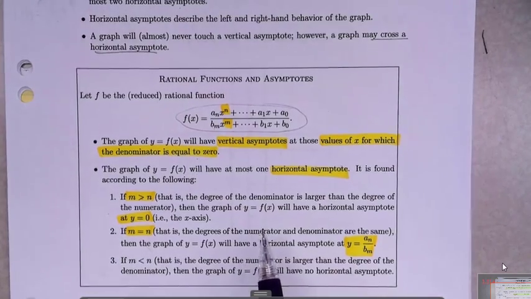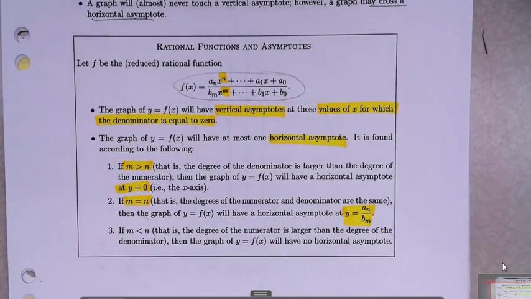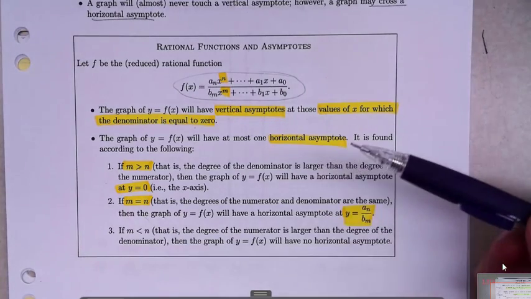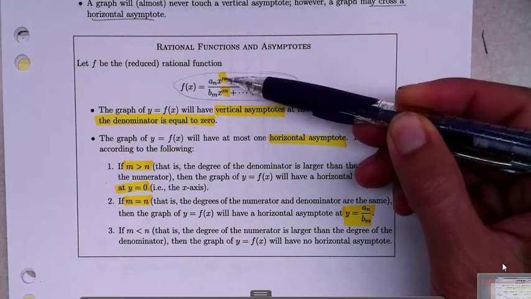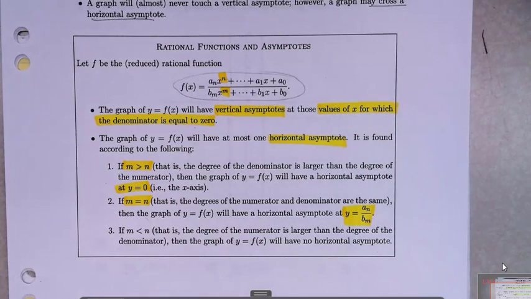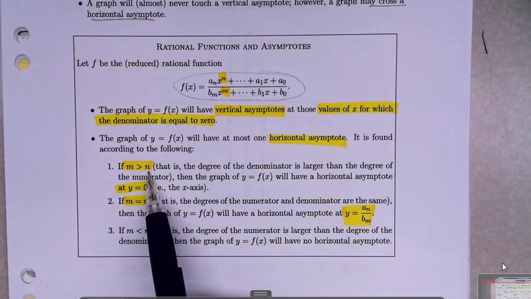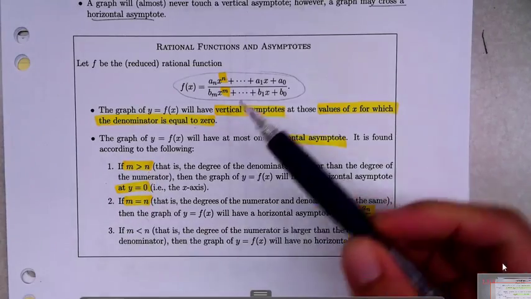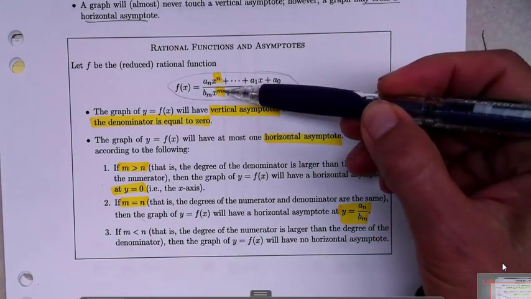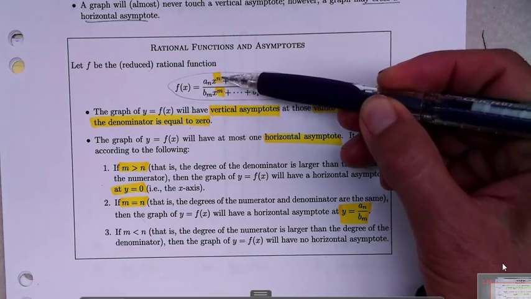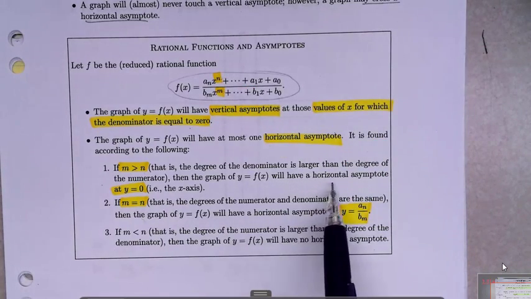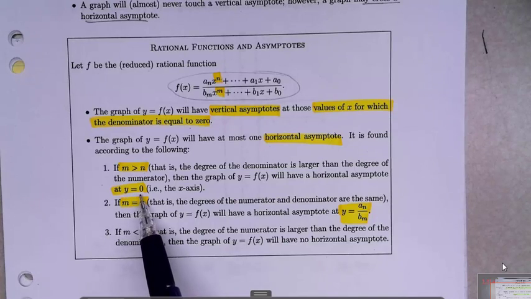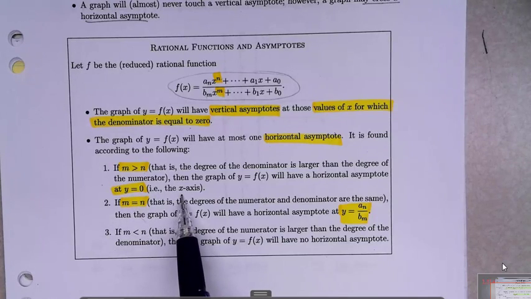And then here are some rules for finding your horizontal asymptotes. Basically you're going to be looking at the exponents of the x value of the leading term. So if m is greater than n, so if basically the degree in the denominator is larger than the degree in the numerator, then we're going to have a horizontal asymptote at y equals 0. So that's the x-axis.